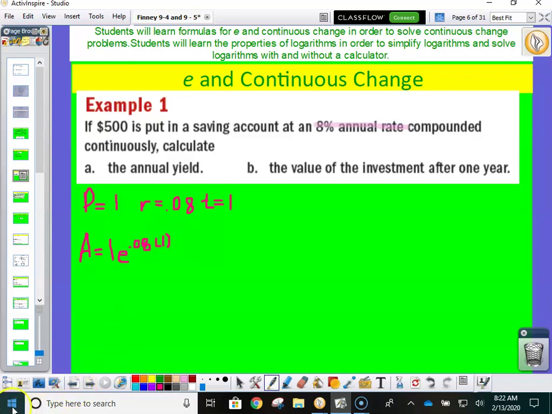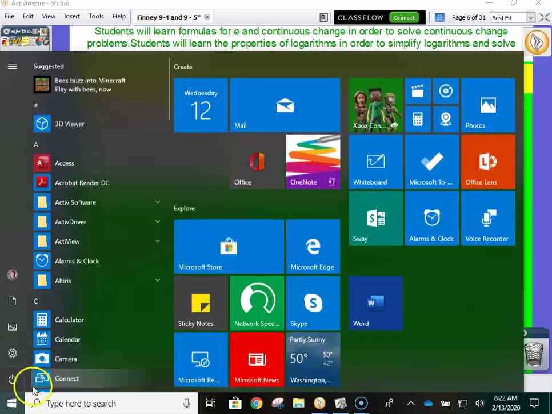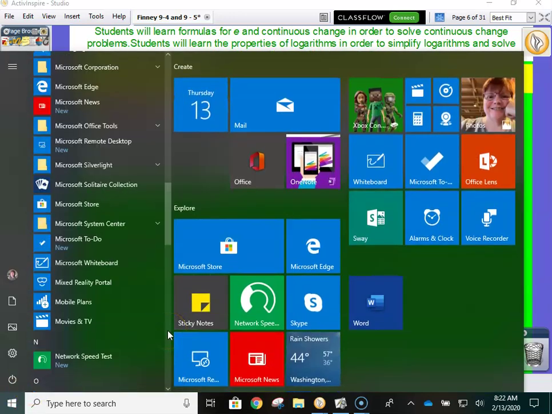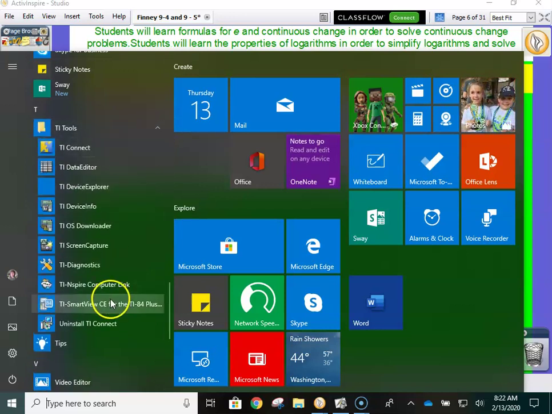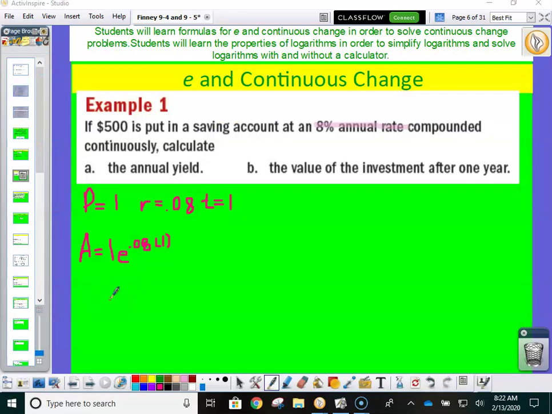All right, so basically then what we're going to do is we're just going to type that in our calculator. So let me bring up my calculator.